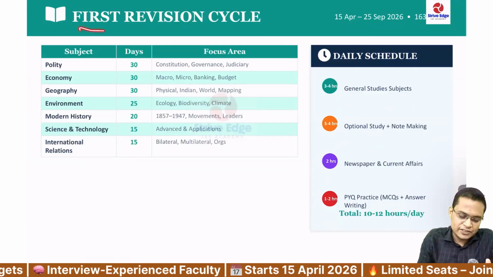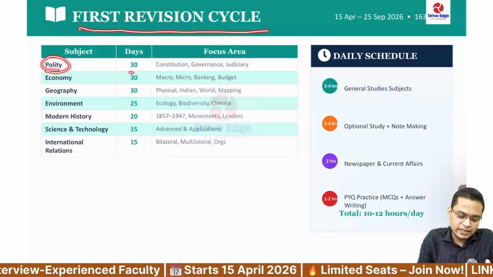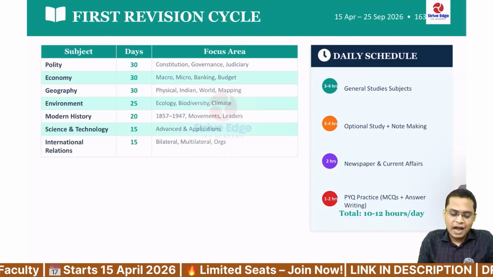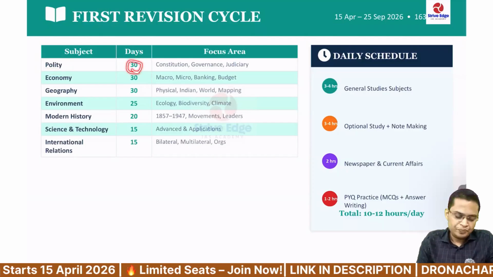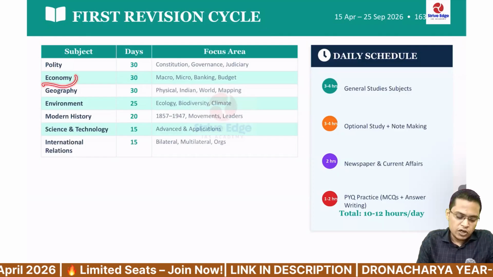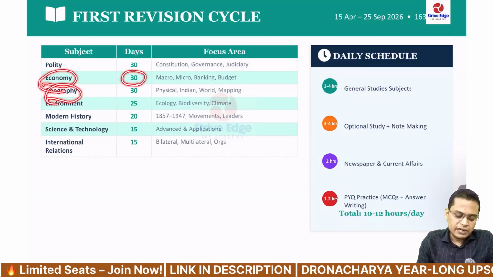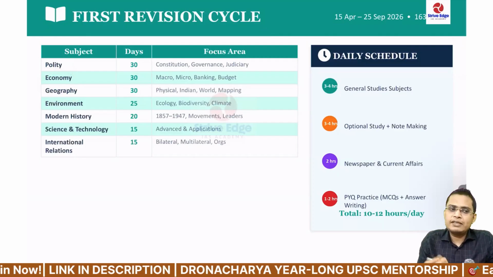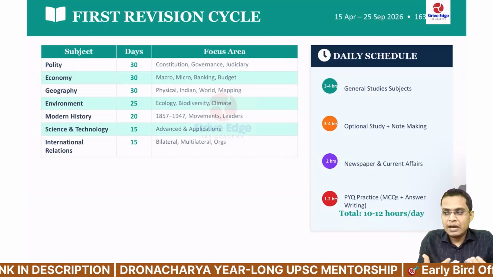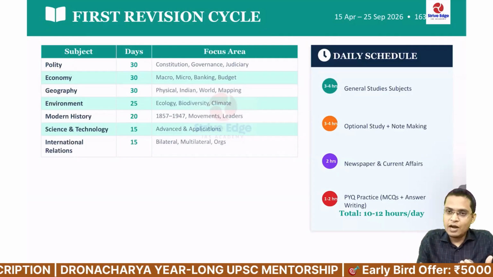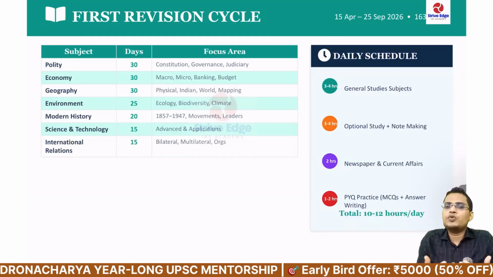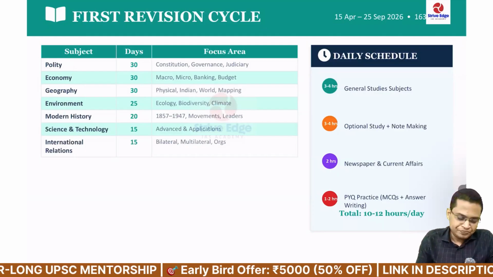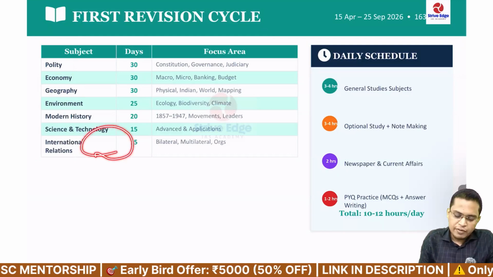So in the first phase, the first revision cycle, you will do polity, let's say 30 days. Divide that entire polity into different subjects, and how you are going to divide, I'm going to talk about that later. So economy 30 days, geography 30 days. So these dates are not fixed, I'm giving an approximate time that it could take if I have to start preparation now. According to that, I've given all these numbers, so you can modify them according to your suitability, a little bit of adjustment is always okay. Then this is the date you have to follow.